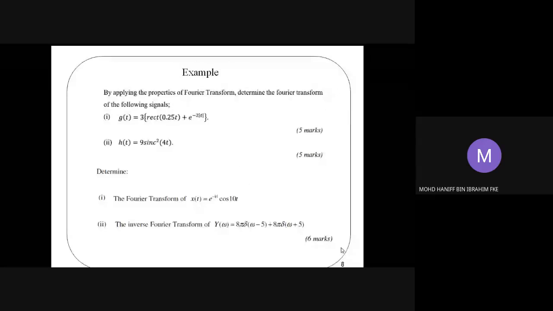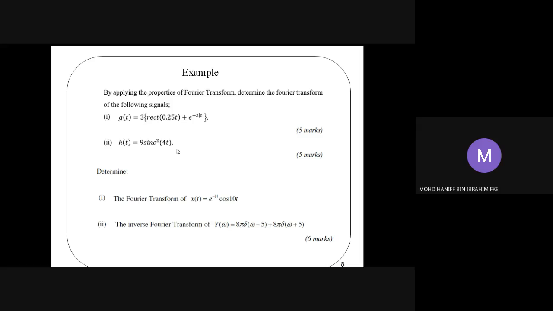Let's have a look at more examples on convolution. Let me see, are there convolution examples after this? Okay, this is a mix of properties of Fourier transform. We are given this example: by applying the properties of Fourier transform, determine the Fourier transform of the following signals. Number one is g(t) equals 3 rectangular 0.25t plus exponential negative 2 modulus t, and then we have h(t) equals 9 sin squared of 4t.